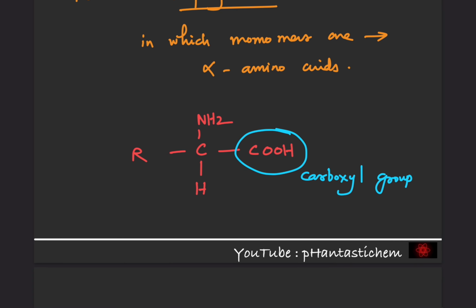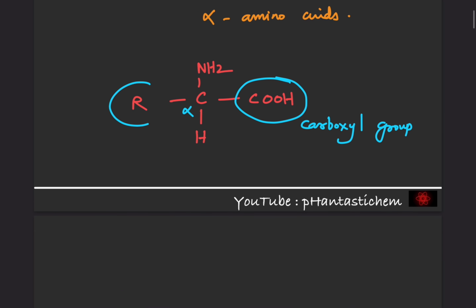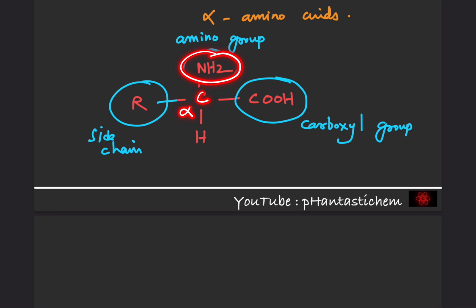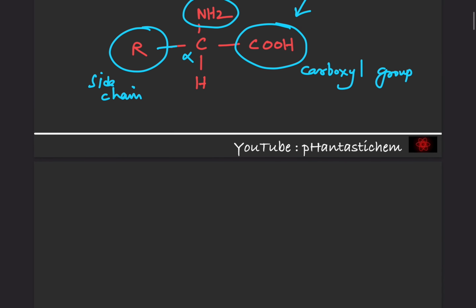Okay, and since this carbon is adjacent to the main functional group, this is the alpha carbon. Okay, and this R is the side chain, and this NH2 is the amino group. Okay, and this amino group is on the alpha position, so it is connected to our alpha carbon, so therefore these are alpha amino acids. Okay, cool. So then we have to talk about peptides.